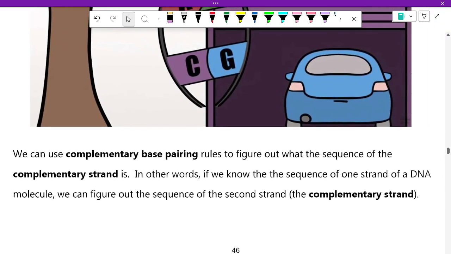We can use the rule of complementary base pairing to figure out what the complementary strand is. So if I give you one strand, if I give you the right-hand strand, you can figure out the code on the left-hand strand. So if I give you the letters of one strand, you can figure out the letters on the other strand. Shall we try it?